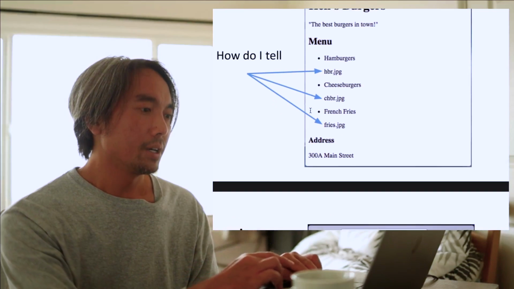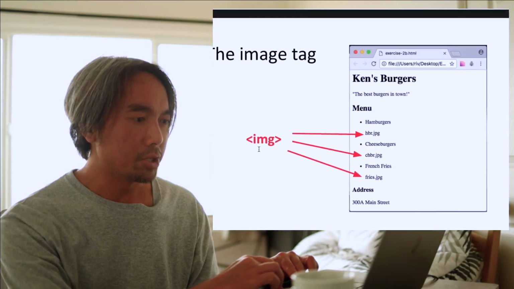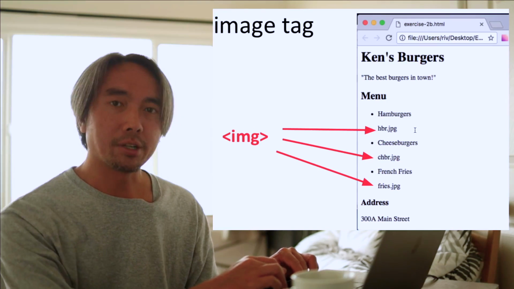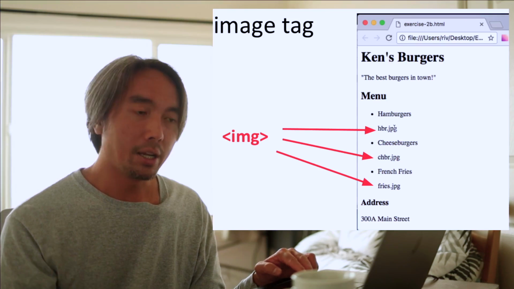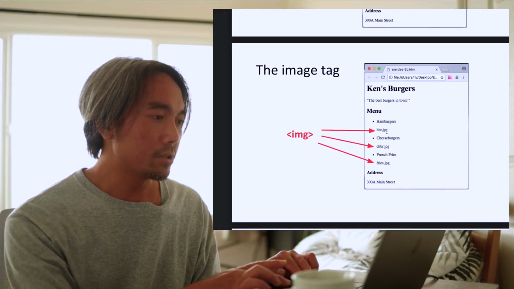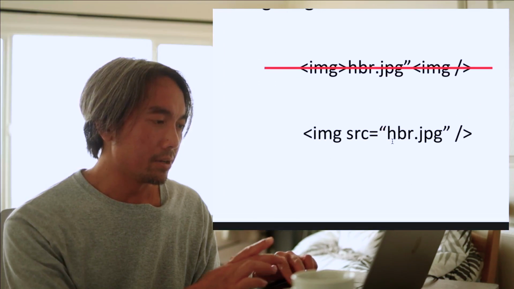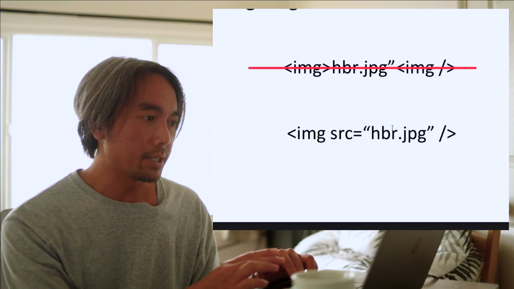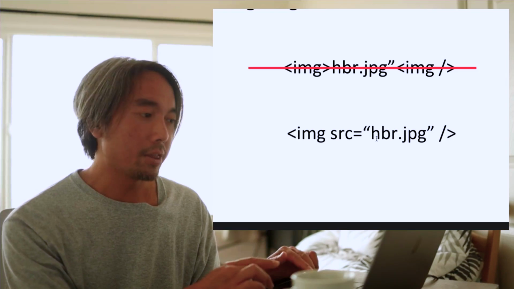So HTML comes to the rescue. You have a tag called the img tag, or the image tag, that says, hey, this piece of content is a file name representing an image. Once you mark that up, here's how you do it. With the image tag, you have a source attribute, and inside there you specify the file name or the path to the file itself.